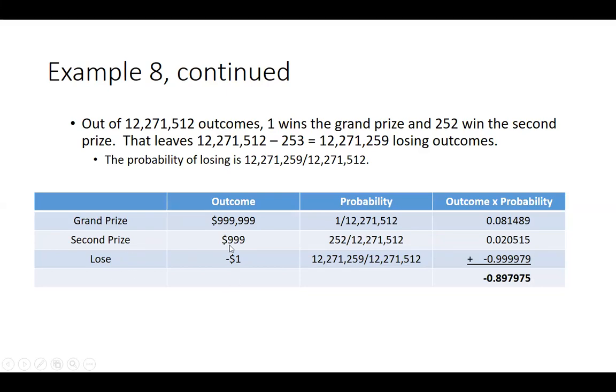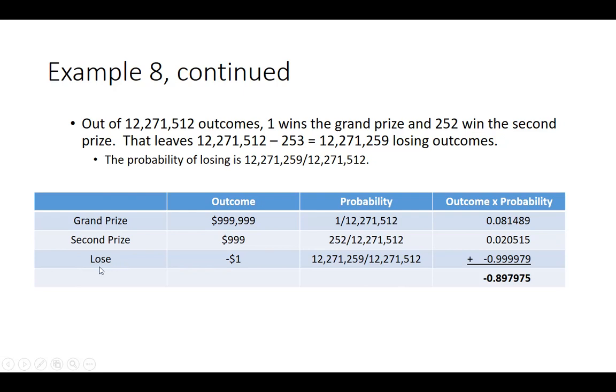For the second prize, you don't win $1,000. You have to subtract the $1 you spent, so you win $999, times the probability of getting the second prize that we found, 252 over 12,271,512. The outcome times probability for this row would be 0.020515.